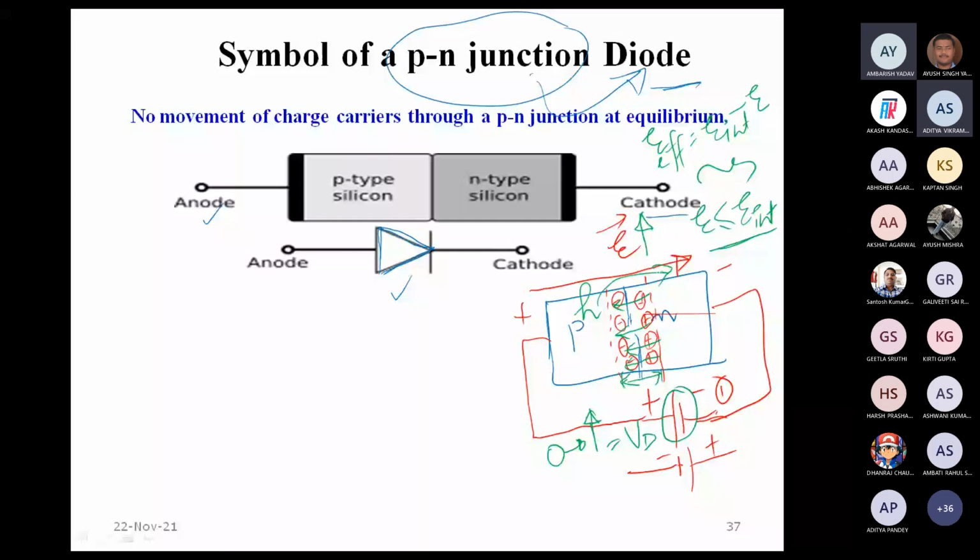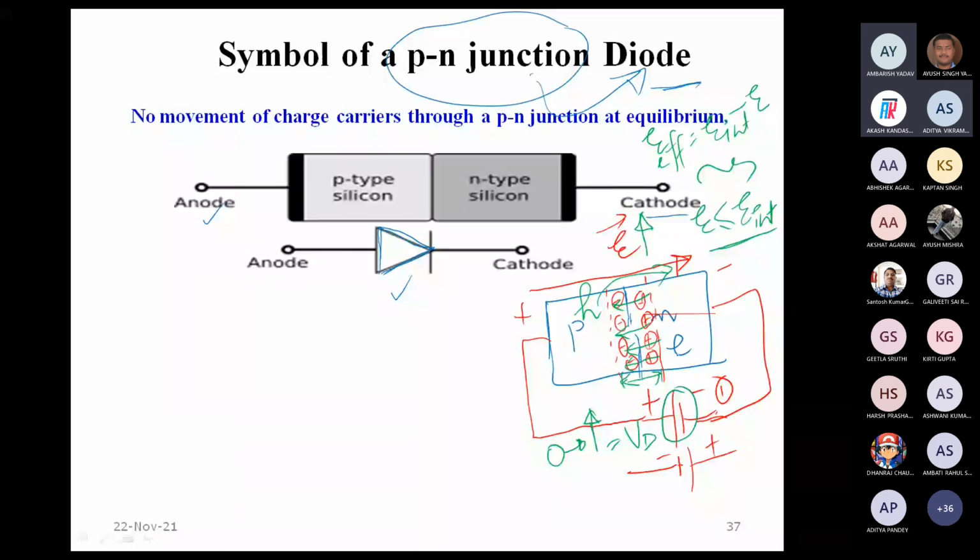So this internal electric field which was resisting the flow of charge carriers, the effect of that goes. So it is easy for the charge carriers to flow across this region. That's what we can say now.